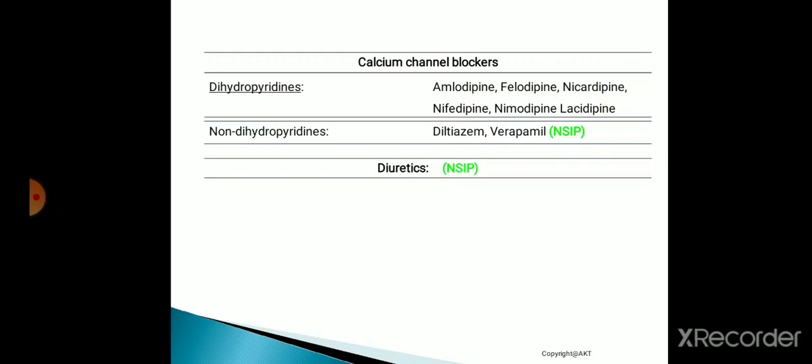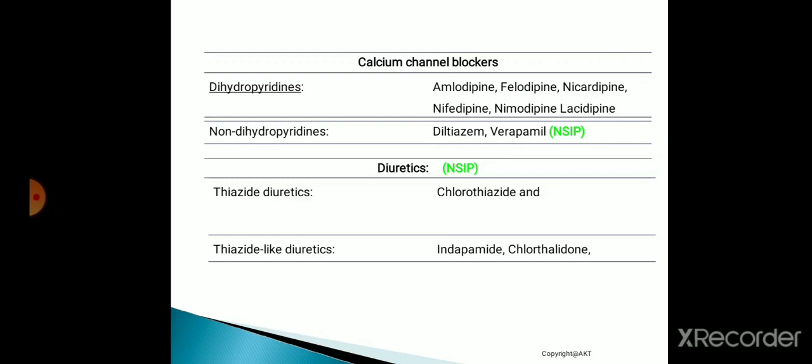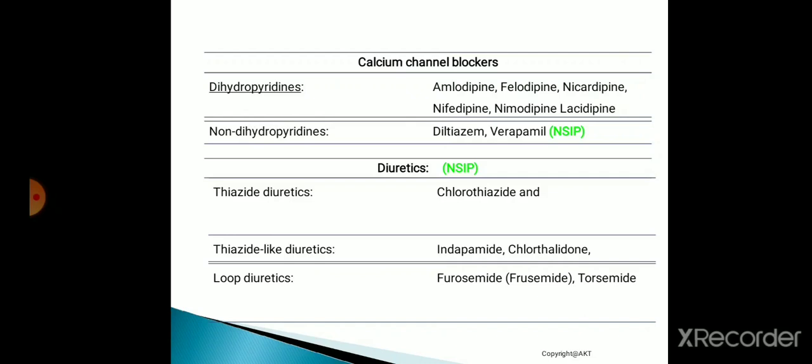Diuretics, none of the diuretics are safe during pregnancy. Thiazide diuretics, that is chlorothiazide, and thiazide-like diuretics, indapamide and chlorthalidone. Loop diuretics, furosemide and torsemide. Kindly note down: thiazide diuretics, chlorothiazide and hydrochlorothiazide. That is missing in the classification. Kindly note it down: chlorothiazide and hydrochlorothiazide. You just put hydro in front of chlorothiazide and you will get the second drug name.